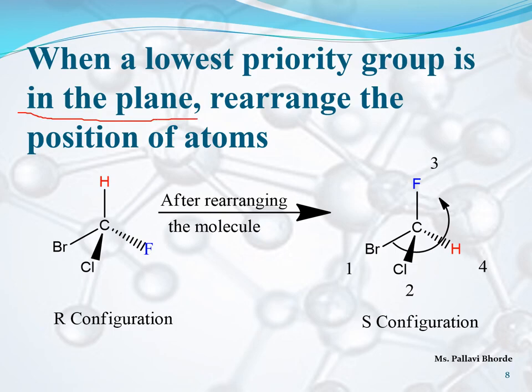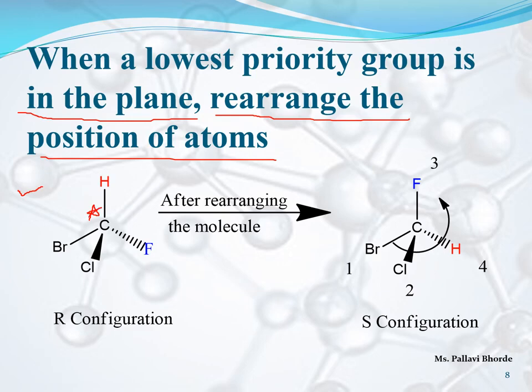What will happen? How are you going to assign the configuration? So this is the solution. You are going to rearrange the position of atoms to assign R or S configuration to the molecule. So consider this example. Do we have a chiral center here? Yes, the carbon situated at the center is nothing but your chiral center.